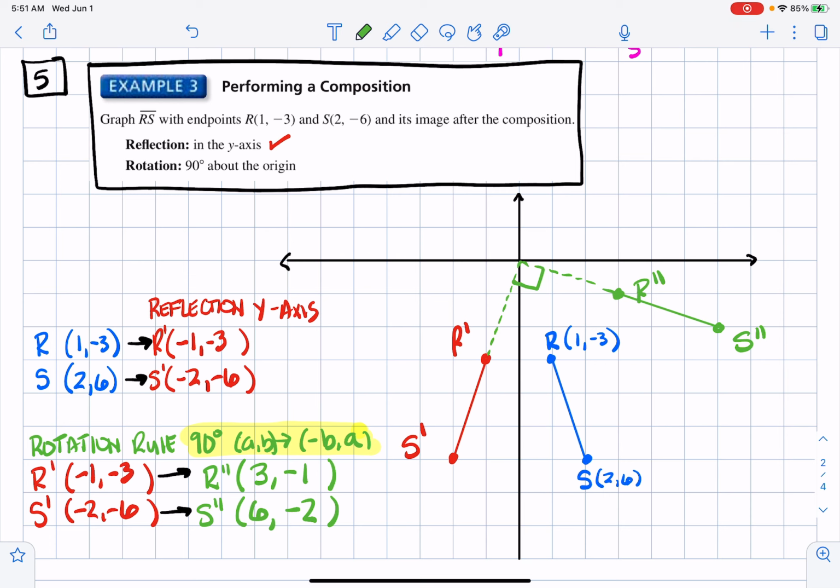And again, if I were to draw a line back and draw a line segment over, again, that's a 90-degree rotation about the origin. So you can do a composition with reflections and rotations, and they are still rigid, meaning that everything, length and measurements, are preserved.